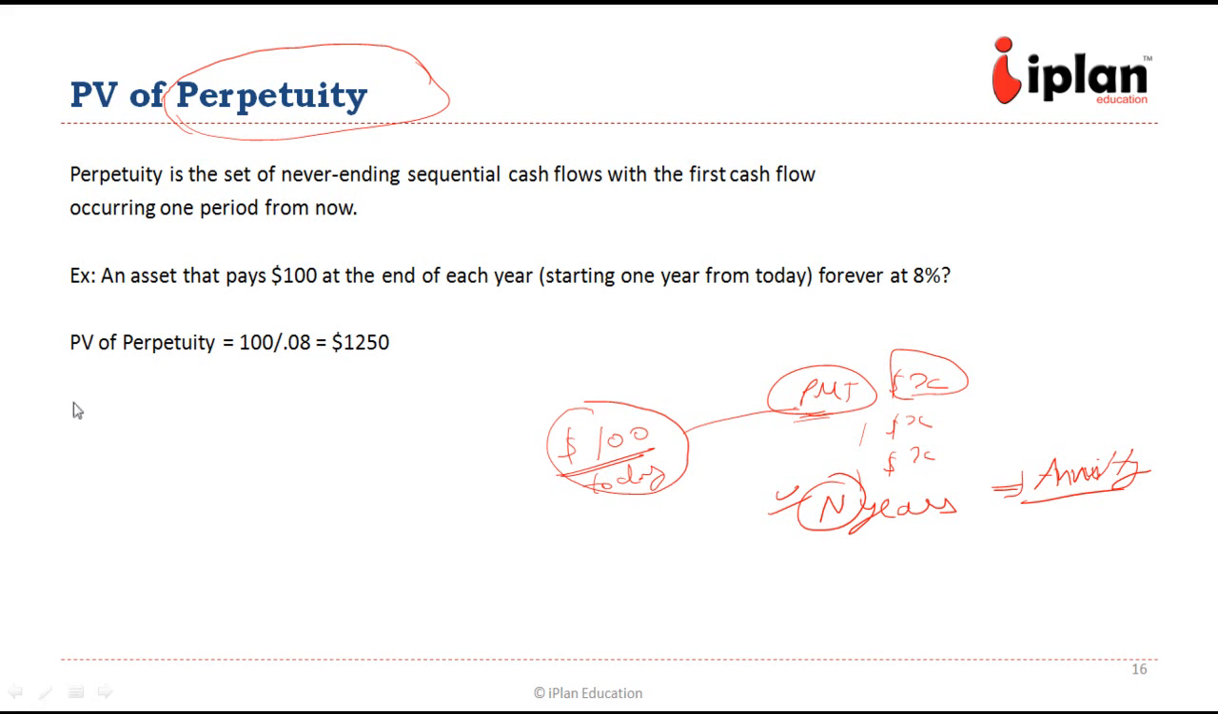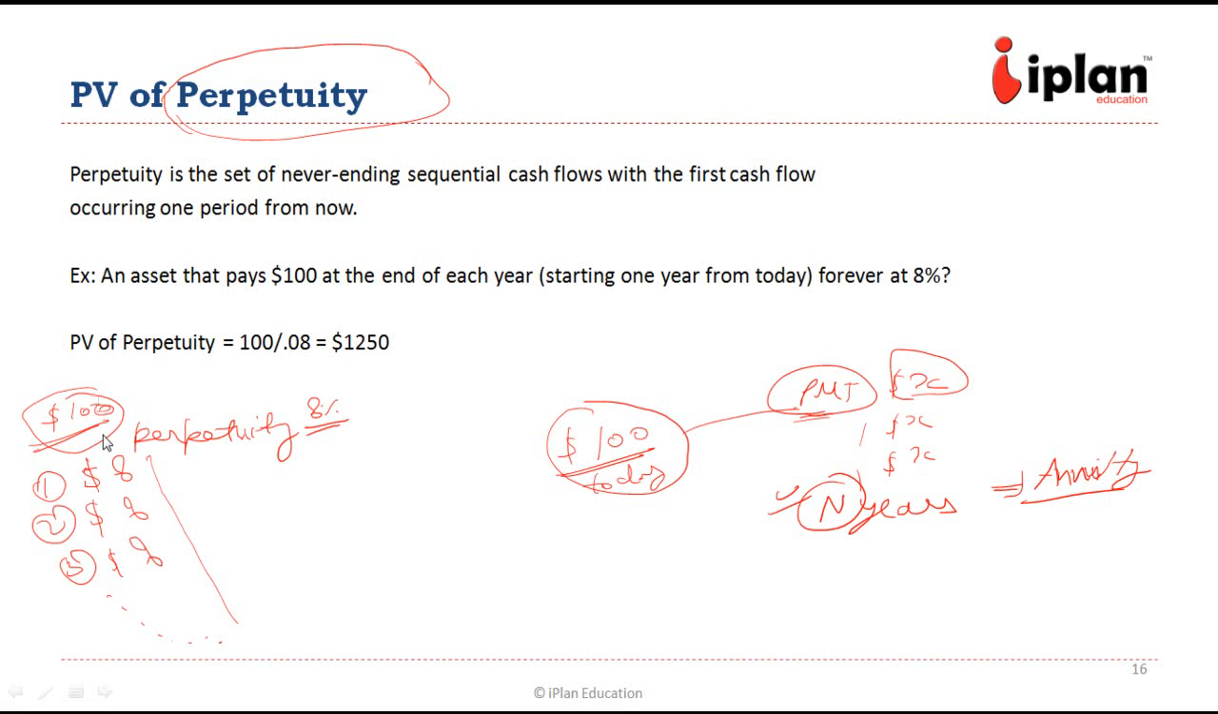Suppose we have invested $100 and we want to receive a perpetuity, and the interest rate is 8%. So here we will receive $8 in the first year, again $8 in the second year, $8 in the third year, and so on. We keep receiving the interest. But what happens to the principal? What do we get in the end?